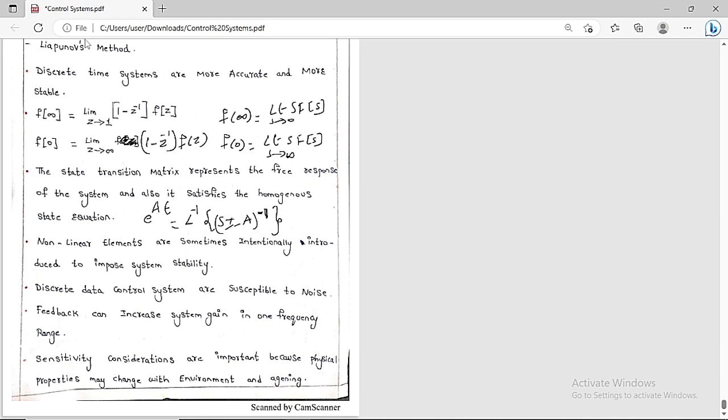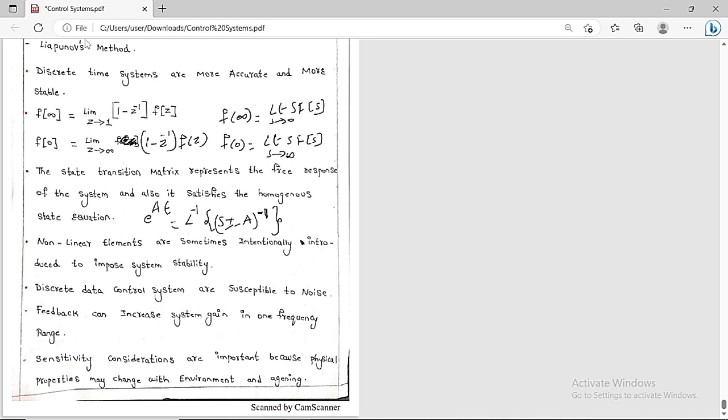The free response is represented with the help of the state transition matrix. Free response means that whenever the input is equal to 0, you still get the output because of the initial condition. The state transition matrix satisfies the homogeneous state equation. So, finally, I can say the state transition matrix represents the free response of the system, and it also satisfies the homogeneous state equation.